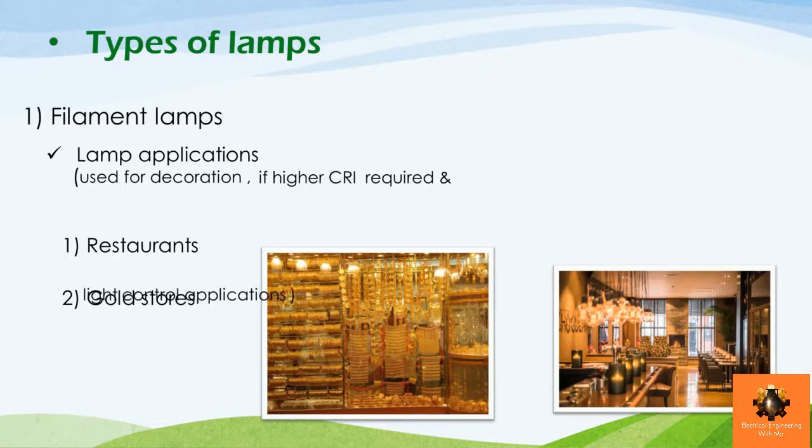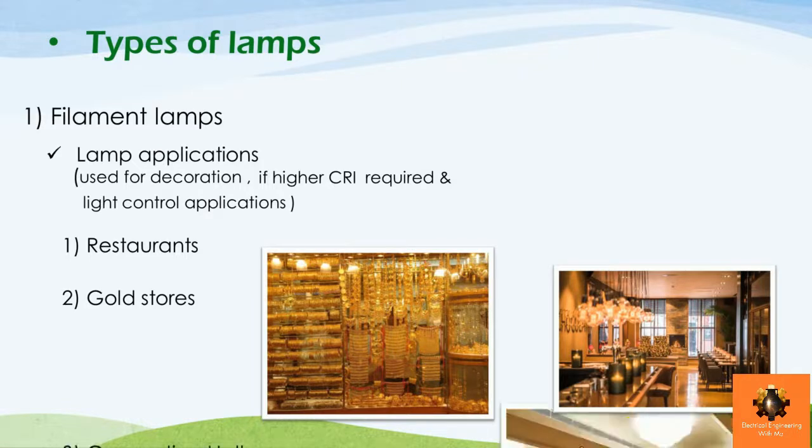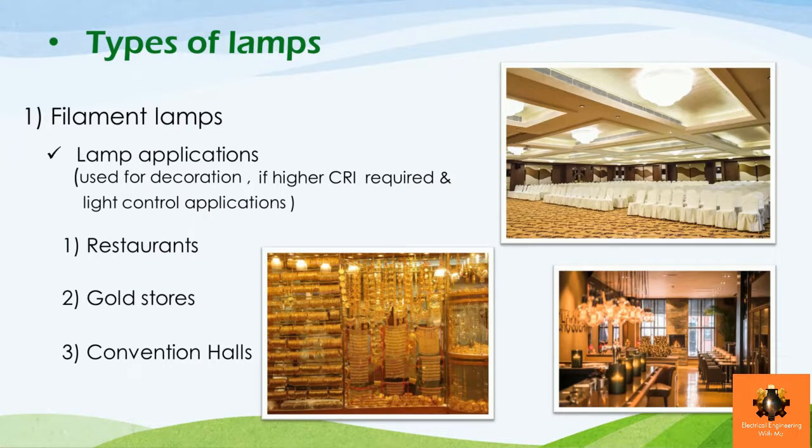And finally, the third application of the filament lamp is that we need to control its light output, so for that we use it in convention halls. In some cases we need to reduce the light output, and in other cases we need to increase it. And this is done, as we said before, using dimmer circuits. So according to the convention hall's nature, we can decrease the light output of the filament lamp or we can increase it. More than great.